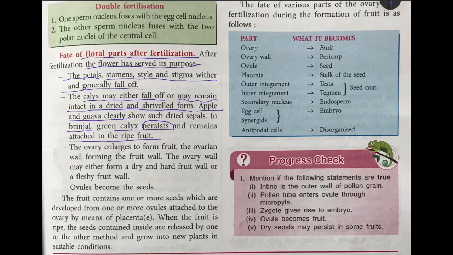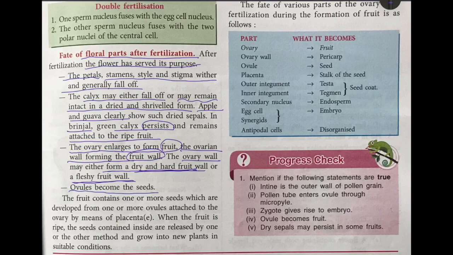Now, what happens to the ovary? It starts getting bigger, it enlarges and forms the fruit. The ovarian wall forms the fruit wall. The ovary wall may either form a dry and hard fruit wall or a fleshy fruit wall. Dry and hard, as in the case of walnuts, or a fleshy fruit wall, as in the case of apples, mangoes, and the ovules turn into the seeds.